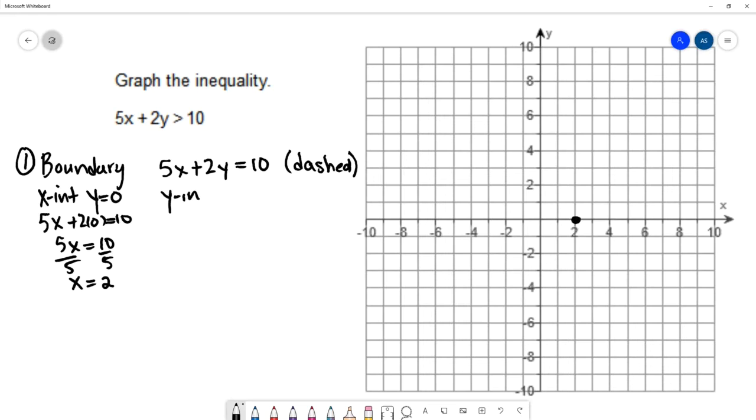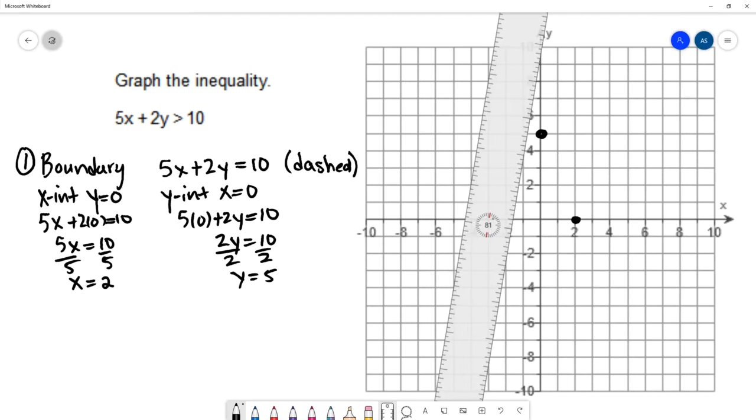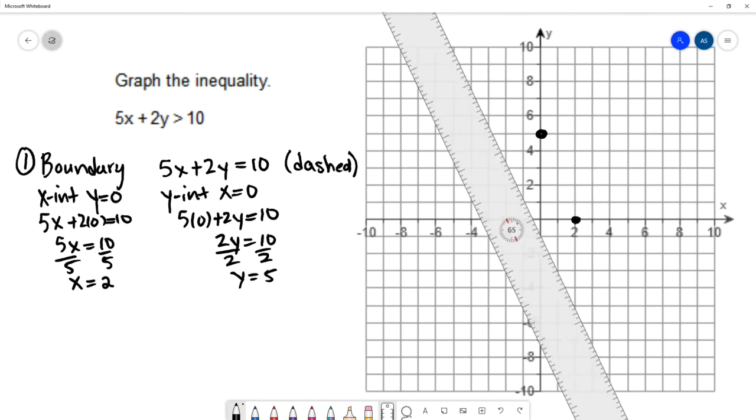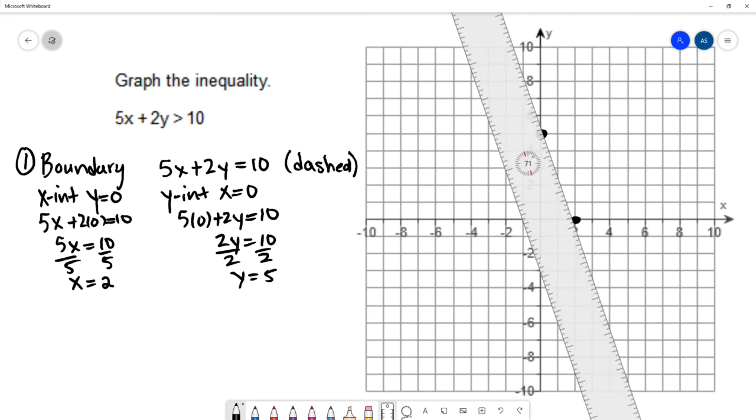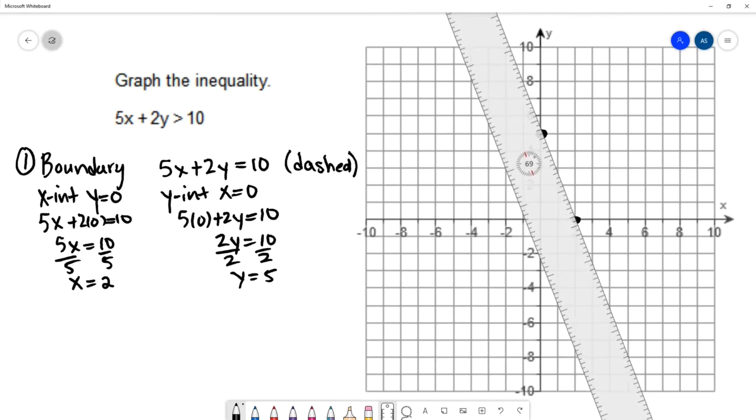Then we'll find the y-intercept by letting x equal 0. That's 5 times 0 plus 2y equals 10. 2y equals 10, divide by 2, and y equals 5. So we have a y-intercept of 5, a second point on that line. We just need to connect those 2 points with a straight line, and remember it should be dashed because our inequality is a greater than.